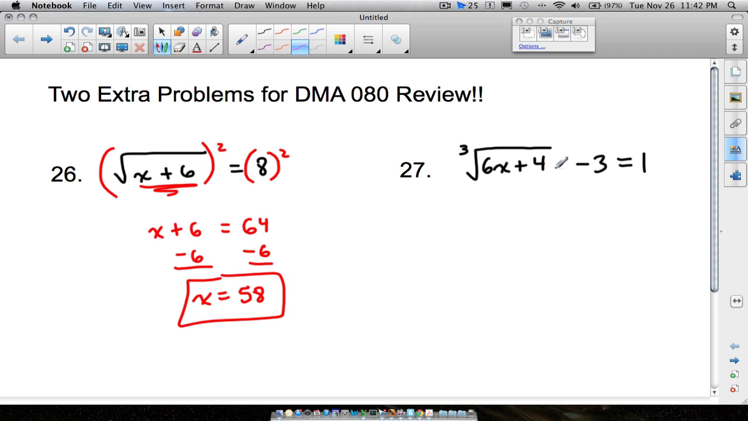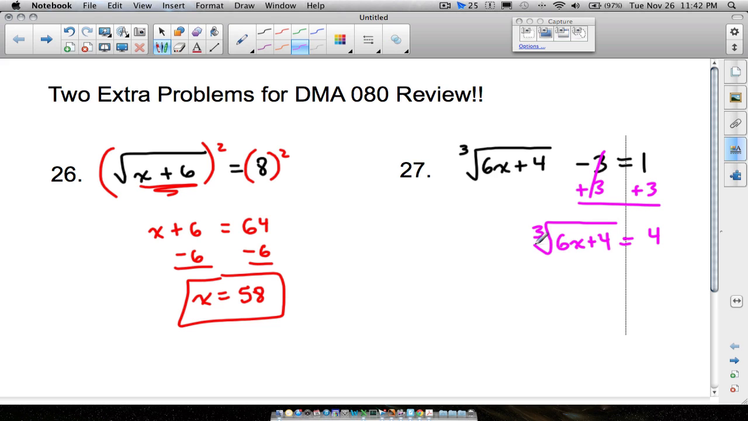Now, this next problem here, we have to get the house by itself, because notice over here on the left hand side, this minus 3 is not inside of the house. So let's move that over. Let's add 3 to both sides. The 3's cancel out, so we're left with the cube root of 6x plus 4. And now this is equal to 4.